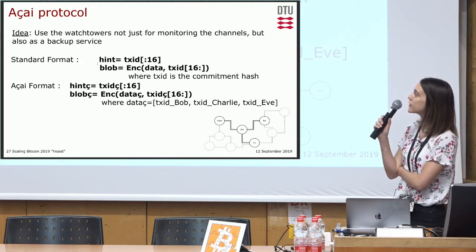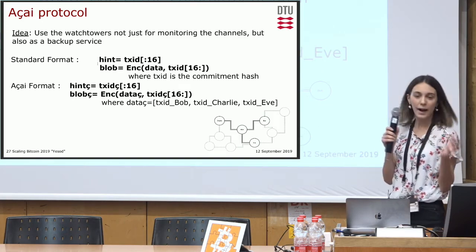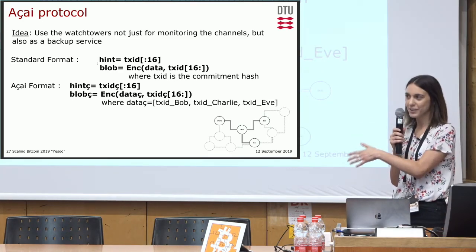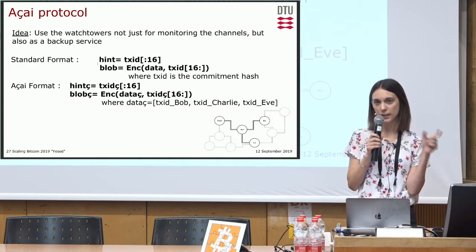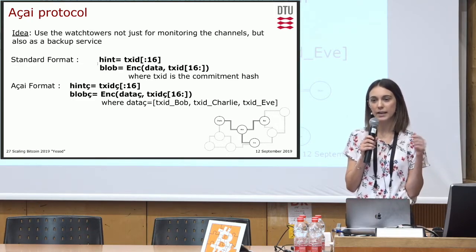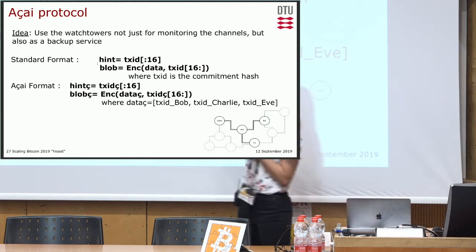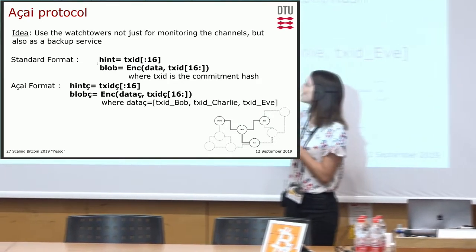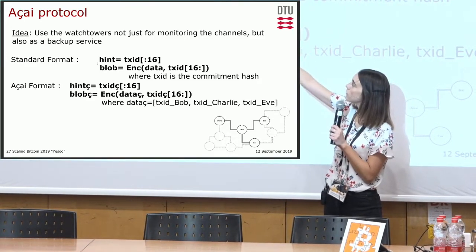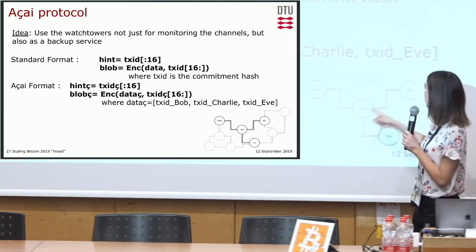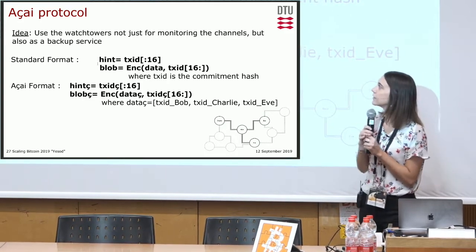So the idea of the ASI protocol is that every time Alice changes the channel status between her and one of her connected nodes, she has to send to the watchtower a pair that is a hint and blob, and another pair that is a hint ASI and a blob ASI. And if Alice can get this TXID blob containing that data ASI, she can calculate the hint and decrypt the blob, obtaining the hash with, for example, Bob, or Eve, or Charlie, and so on.